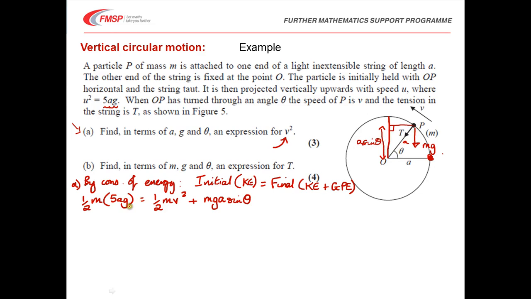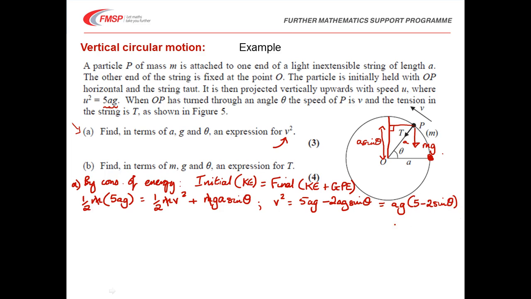We can do a little bit of tinkering to simplify this here. We can get rid of all our m's, and we can double to get rid of the halves, and I think you should be able to see that that leaves you with an expression for v squared, which should look like 5ag minus 2ag sine theta. And I'm just going to show off a little bit and factorise that. So ag(5 minus 2 sine theta).